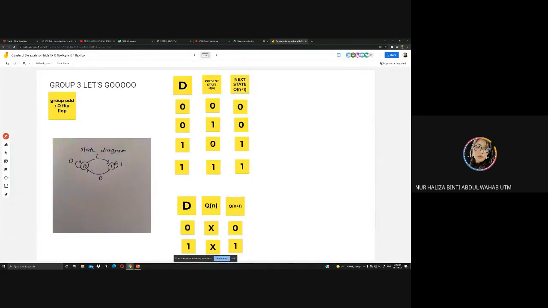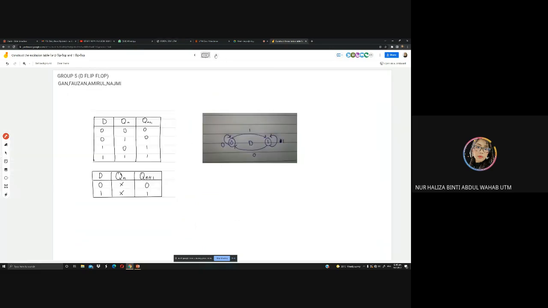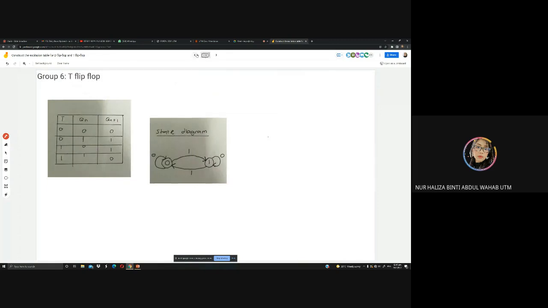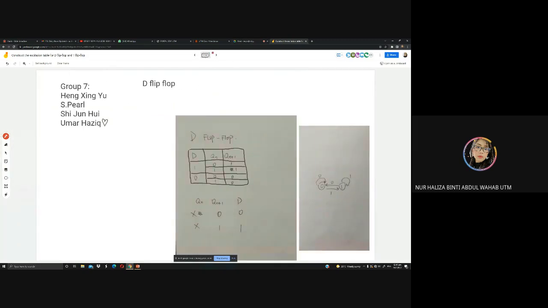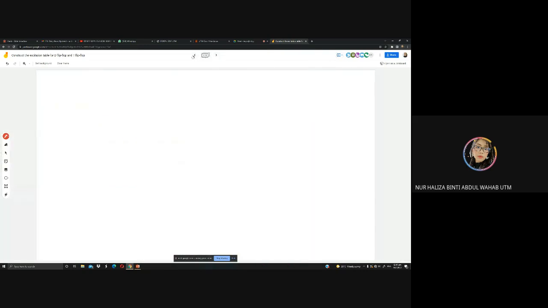For this also similar, you're going to get this one. And this is also correct, but where is your summarization table for D? And T, toggle. And lastly, group number 7. D also, why are there so many D? Okay, TD, okay. Now finished.